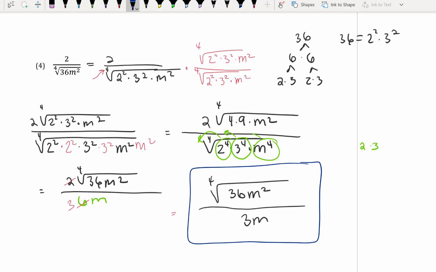Remember, your goal is you do not like the radicals in the denominator. It's okay to have them in the numerator, that's fine, but just not in the denominator. So no radicals, no square roots, no fourth roots or third roots. Any type of roots cannot be in the denominator.